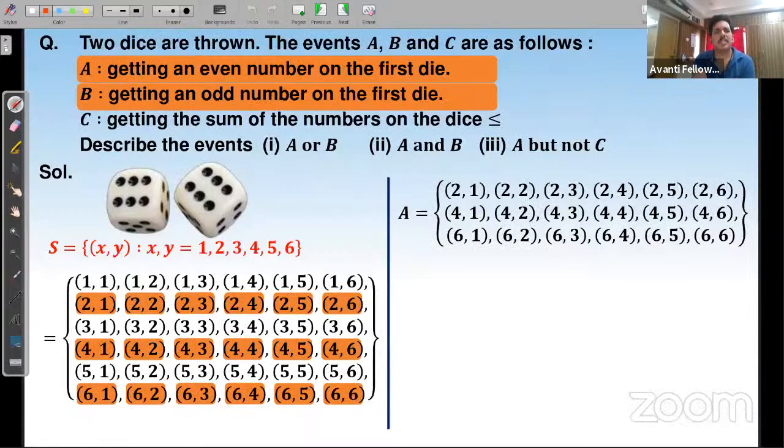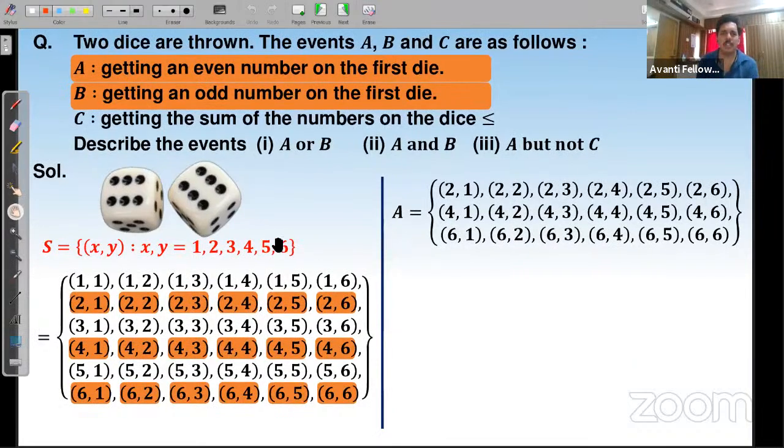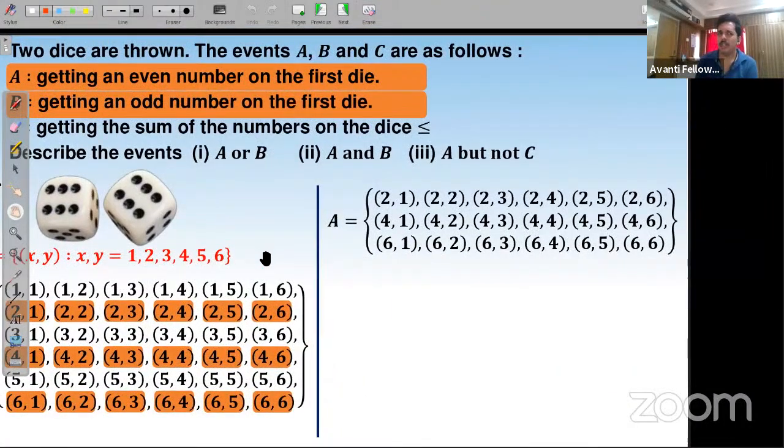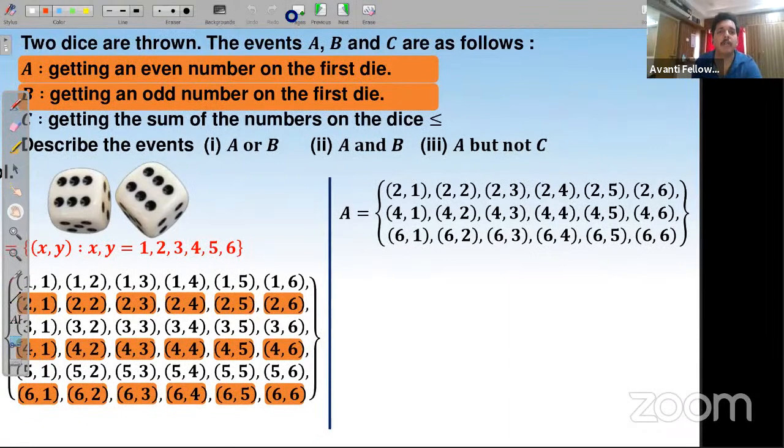So what is the question asking here? Two dice are thrown. Getting an even number on the first die is event A, and getting an odd number is event B. Or else I will just give you one example of my own.